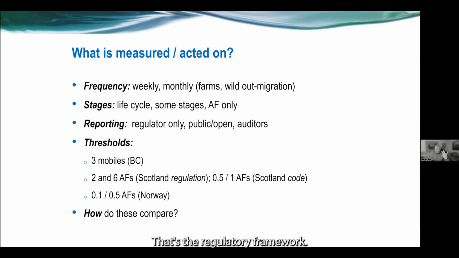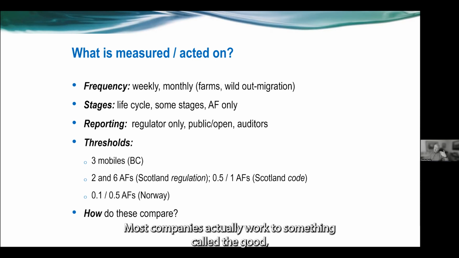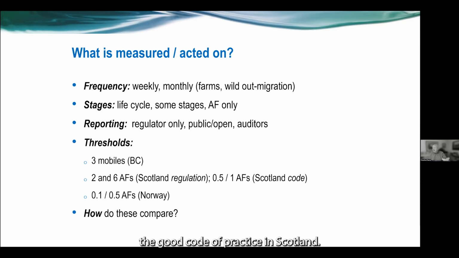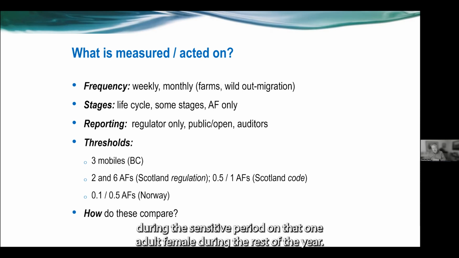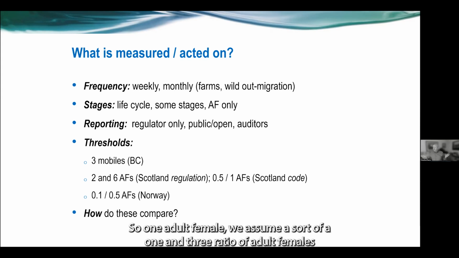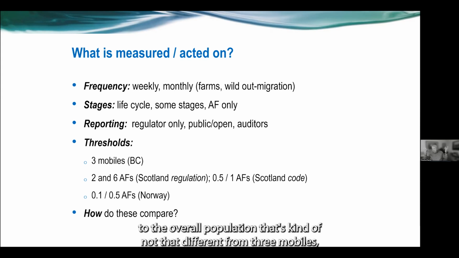Now, that's the regulatory framework. Most companies actually work to something called the good code of practice in Scotland, and the good code of practice has much lower levels of 0.5 during the sensitive period, and then 1 adult female during the rest of the year. So 1 adult female, we assume a sort of 1 in 3 ratio of adult females to the overall motile population. That's not that different from 3 mobiles.